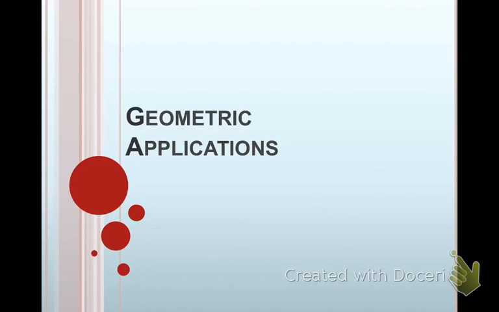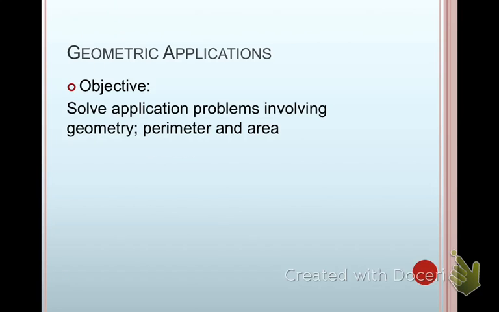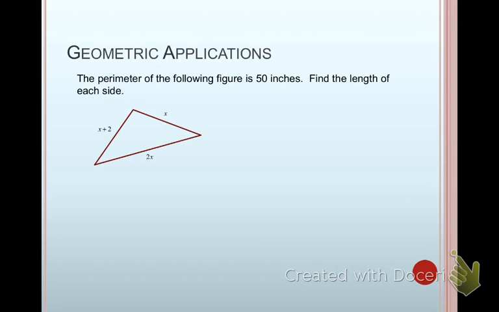The last set of notes in Unit 2 is geometric applications, and we are going to look at geometry problems involving perimeter and area. In this first problem, we want to find the perimeter of this triangle, which is 50 inches around, and we want to find the length of each side.